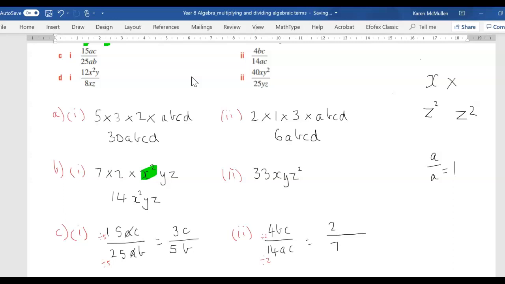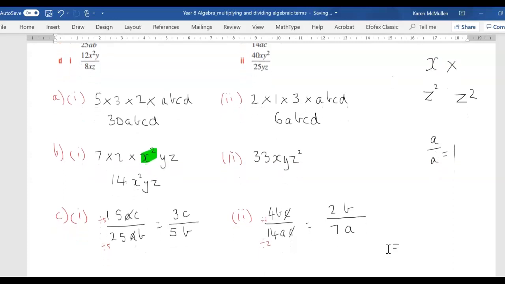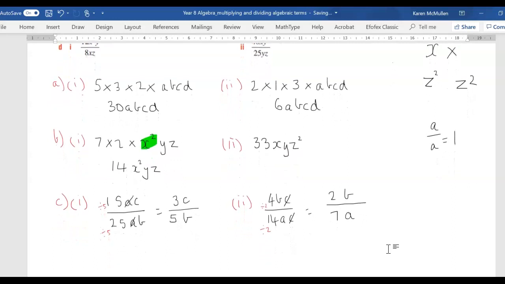And looking at my pronumerals, I've got a C on the top and a C on the bottom, and then I'm just left with a B on the top and an A on the bottom. So 2B over 7A. Now there's a bit of a gap in between there, but that's okay. All right, let's move on to question D.